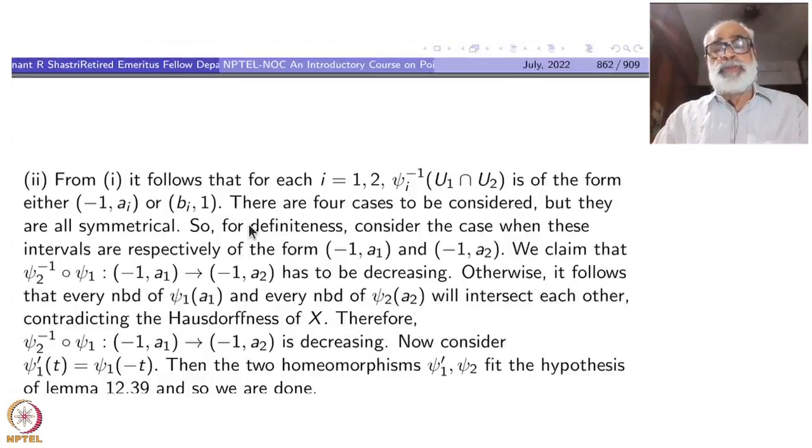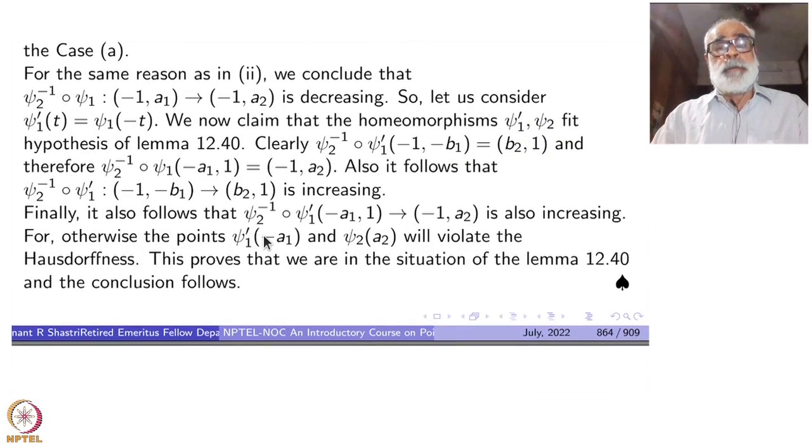So this one we have seen already. Once you change psi 1 like this, we now claim that the homeomorphisms psi 1 prime and psi 2 fit the hypothesis of lemma 12.40 completely. Clearly, psi 2 inverse of psi 1 prime maps minus 1 to b 1 now. See, all the things have changed because t has been replaced by minus t here. Minus 1 b 1 to b 2 to 1, and therefore psi 2 inverse of psi 1 of minus 1, 1 to... will be equal to minus 1 a 2.